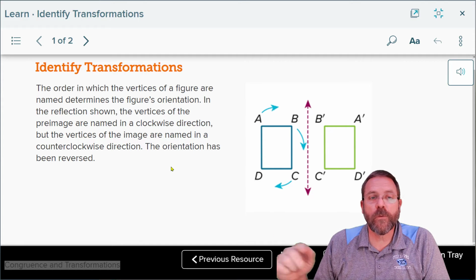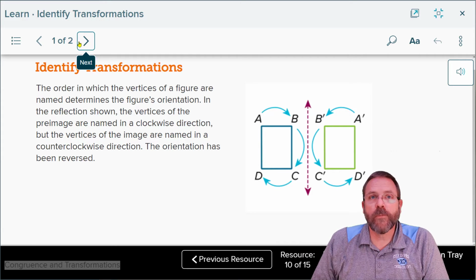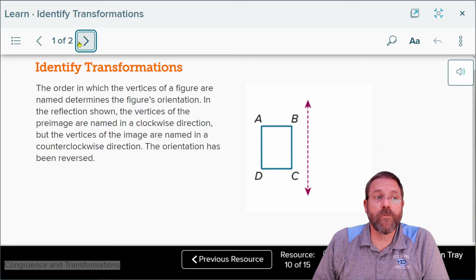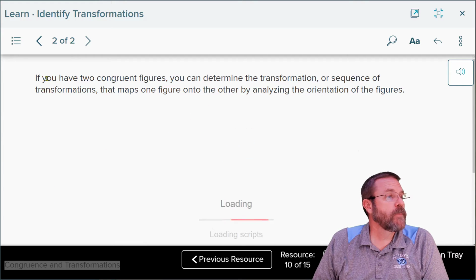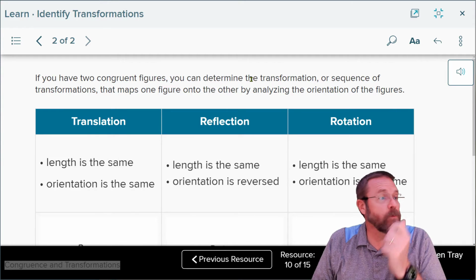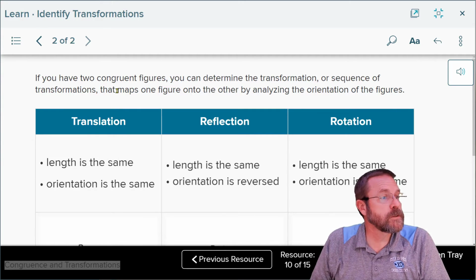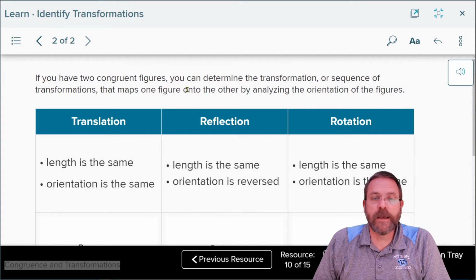The order the letters came in was reversed. When you reverse something, it's just like looking at a mirror image of yourself. You've reversed what you look like, so it's going to end up being a reflection. If you have two congruent figures, you can determine the transformation or the sequence of transformations that maps one figure onto another by analyzing the orientation of the figures.